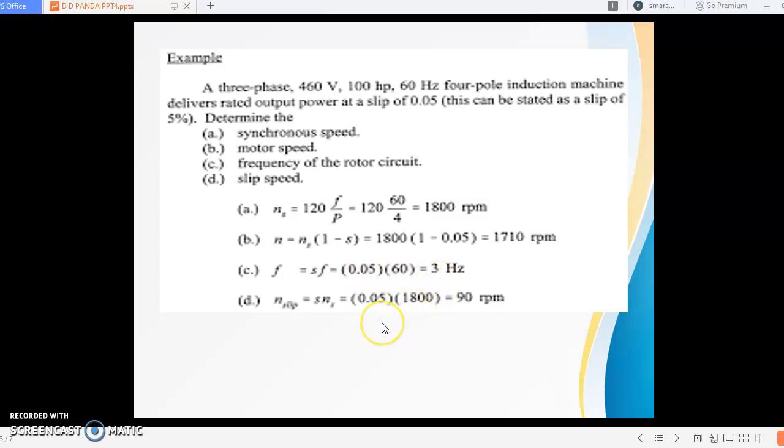Okay. Next, we have to calculate lastly the slip speed. And students, the formula for calculating slip speed is S into Ns. It is very much simple. S is your slip, which is given in the question, 0.05. Ns is your synchronous speed, which has been already calculated in first bit. So, by multiplying 0.05 and 1800, we will get the answer like 90 RPM.